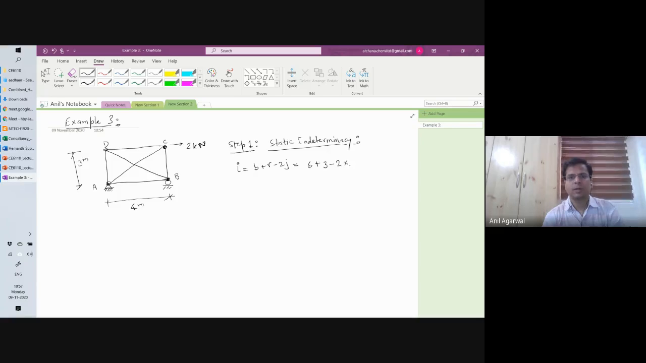Minus 2 times number of joints. I've got 4 joints. So 9 minus 8, that is 1. So I've got 1 indeterminacy.